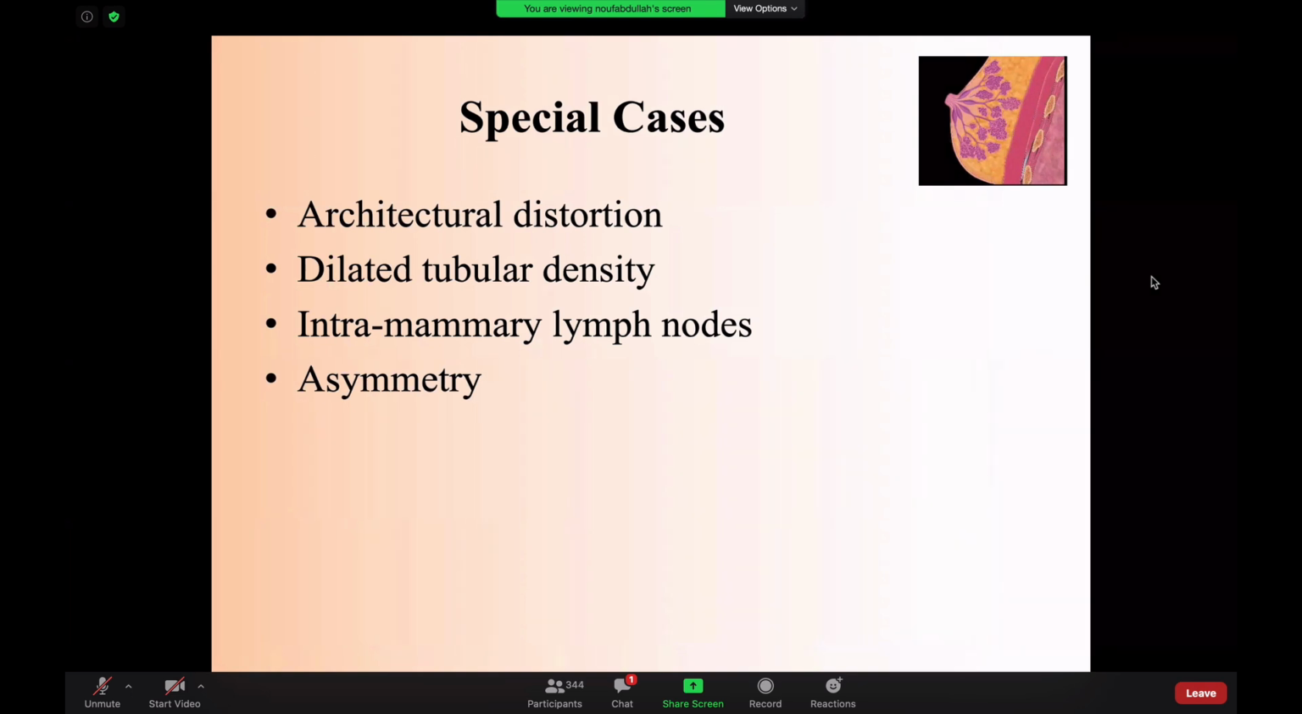So we finish the masses. We will move into special cases. What are these special cases? So you have architectural distortion. You might have dilated tubular asymmetry or density, intramammary lymph nodes, and the asymmetry spectrum. And this is really, guys, what you need to memorize. So these are the descriptive terms that we will talk about.